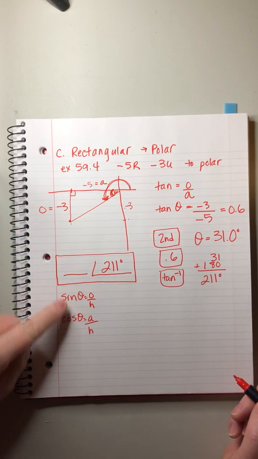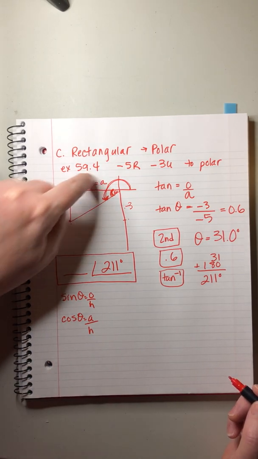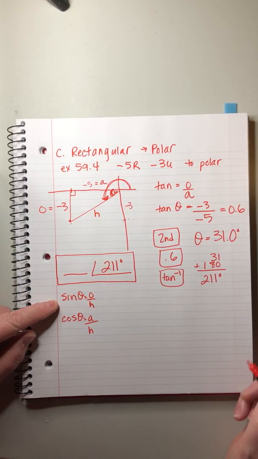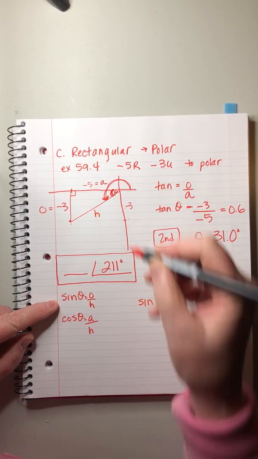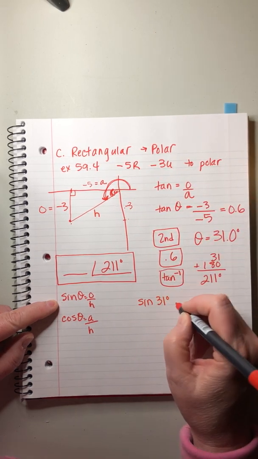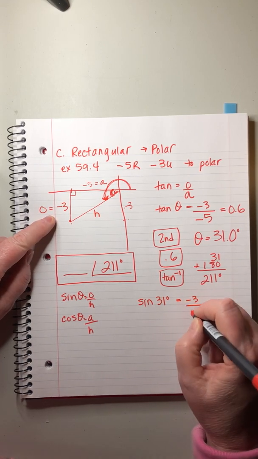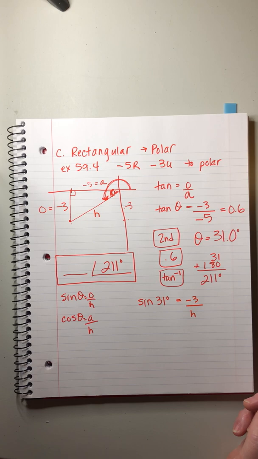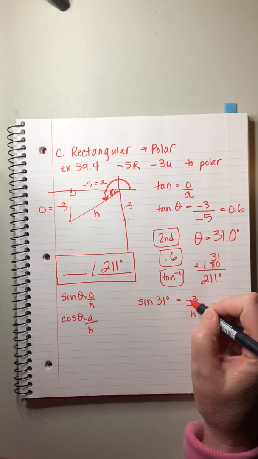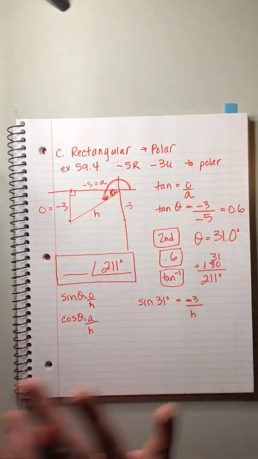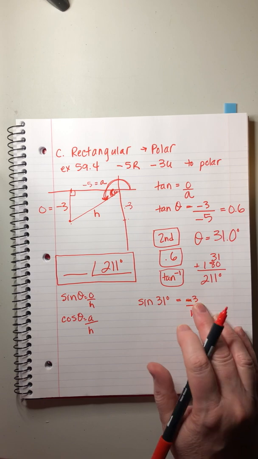I could use either of these with either of these to calculate the hypotenuse. So I'm going to choose sine. So I know that the sine of this angle, which is 31 degrees, has to equal the opposite, minus 3, over the hypotenuse. Pretty cool, right? I can also ignore the fact that this is a negative. That's not really important because the hypotenuse is always positive. We don't have to worry about the negative sign. I can just take the length of it, right?